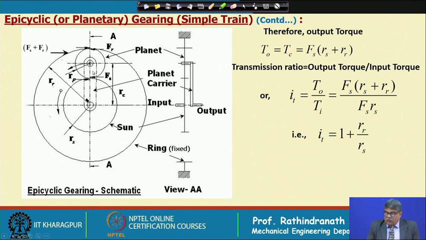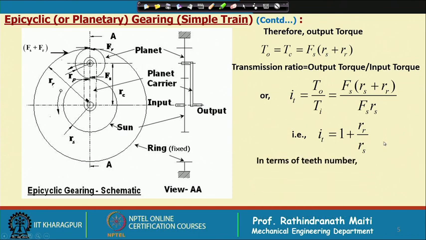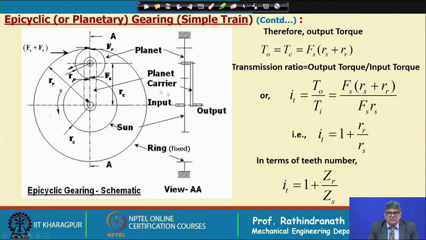Now, in the normal case, if we drive this sun as input and the ring is output, then we will get the transmission ratio Rr by Rs. Here we are getting an extra 1, which I have shown by rotating the coin. Now, in terms of teeth number, this can be written as 1 plus Zr, where Zr is the teeth number of this ring, divided by the teeth number of the sun.